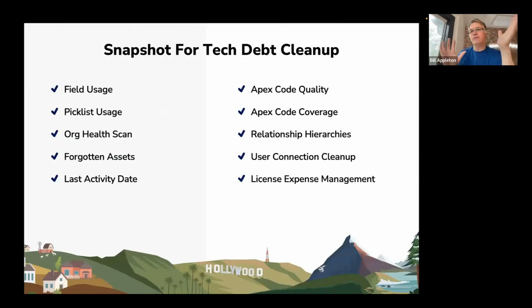So Snapshot has an entire suite of tools for tackling technical debt. I'm going to show you some of those today. Field and picklist usage is really important. I want to show you the forgotten assets report, which is just absolutely critical. And we've made some nice improvements to the last activity date report. It's kind of up to snuff now. We've got great applications for analyzing Apex code and Apex coverage. And lastly, Tom mentioned user connection cleanup and license expense management as well.